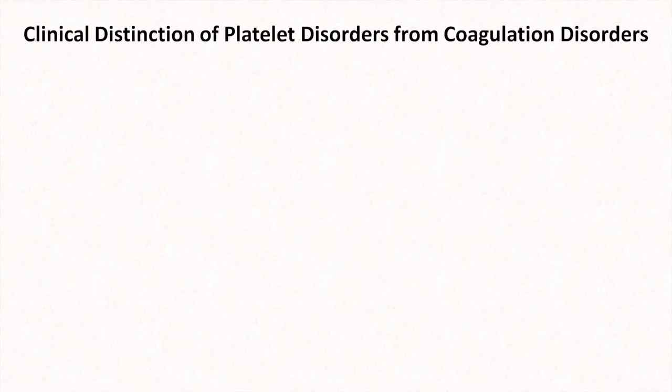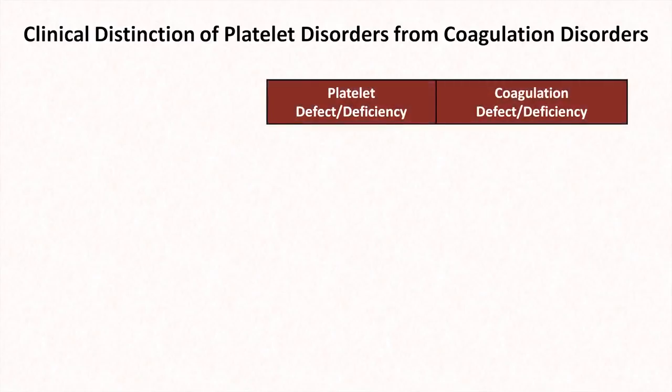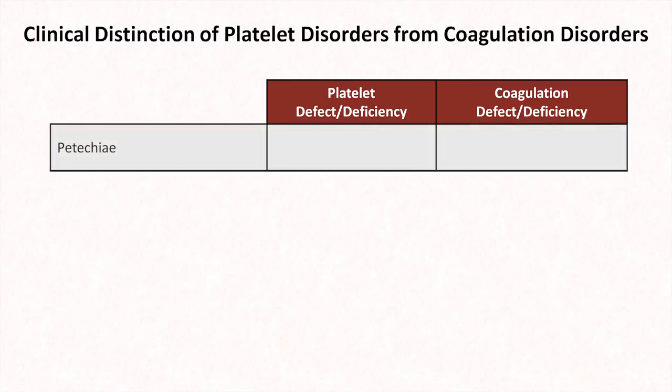I'll end this introductory video on a quick overview of how to clinically distinguish platelet disorders from coagulation disorders, specifically those which cause bleeding. For platelet disorders, which may be either a functional platelet defect or a deficiency, petechiae, which are very small, non-blanching red spots on the skin, are common. This is a classic physical finding in thrombocytopenia, which is another name for low absolute platelet count.